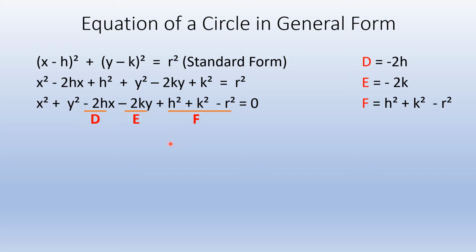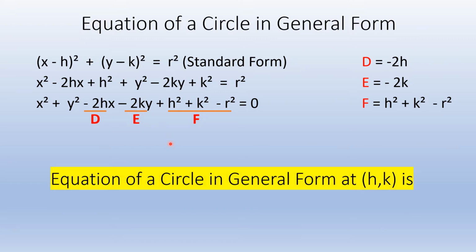So, para medyo maiksi, yun yung equation ng circle in general form. Therefore, the equation of the circle in general form, papalitan natin yung negative 2h ng D, yung negative 2k ng E, at yung h squared plus k squared minus r squared, palitan natin ng F. The equation of the circle in general form is x squared plus y squared plus Dx plus Ey plus F equals 0.